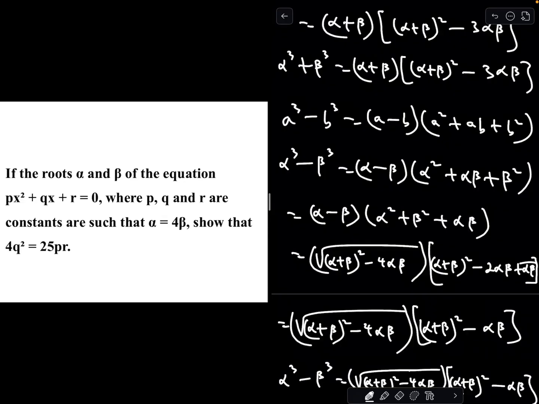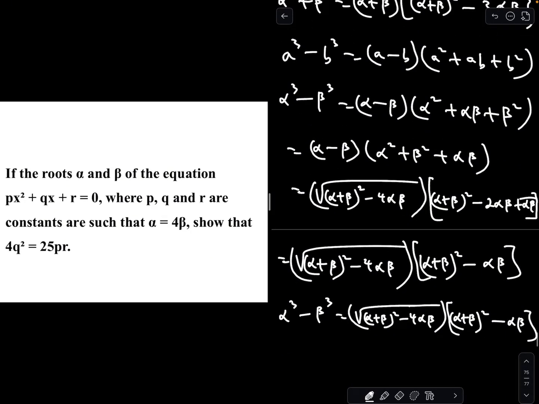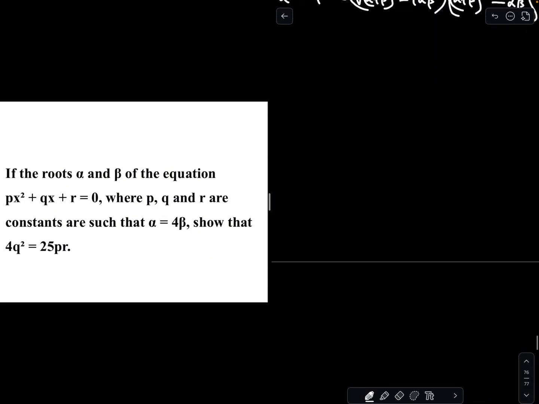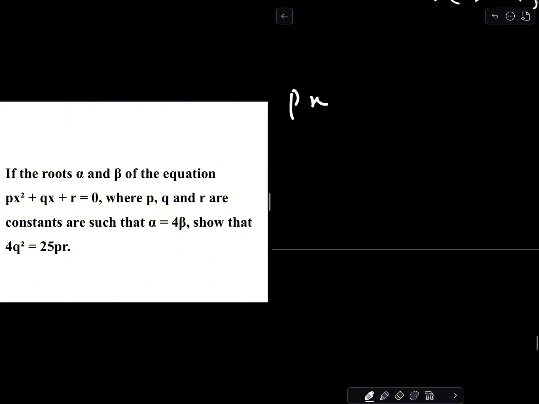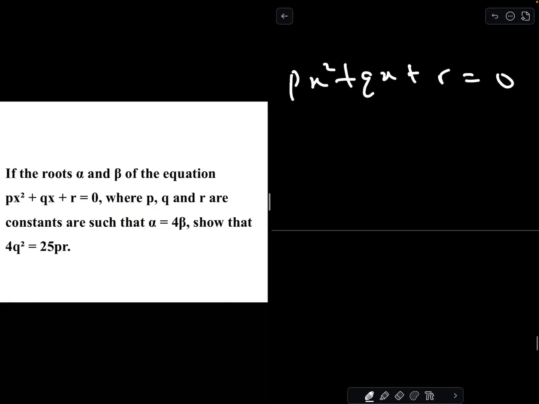If the roots alpha and beta of the equation px squared plus qx plus r, where p, q, and r are constants, the equation is px squared plus qx plus r equals 0, and its roots are alpha and beta.